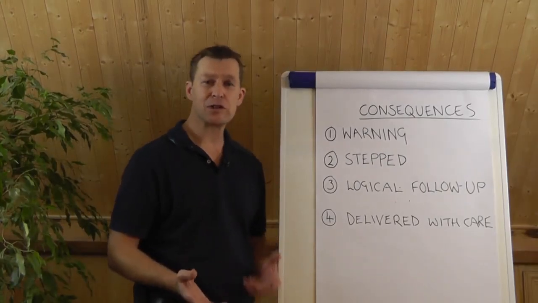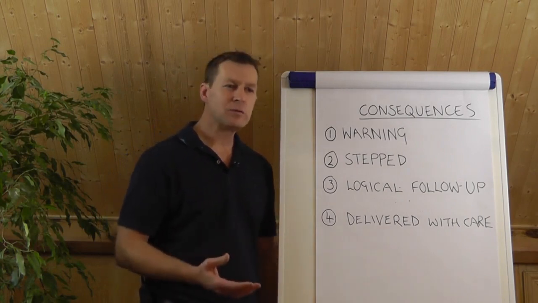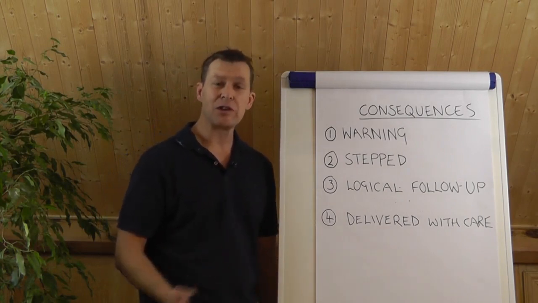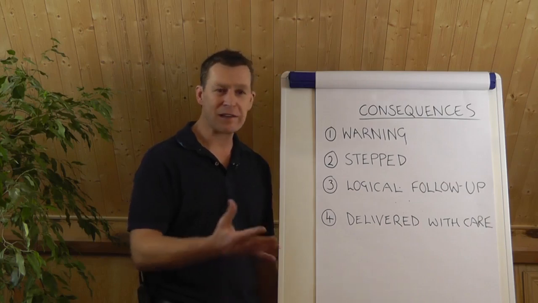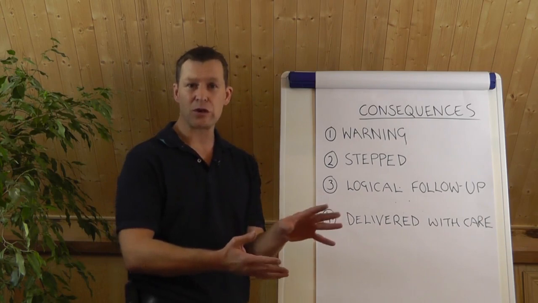Okay, so effective consequences must have, first of all, a warning. Now I know there are some behaviours that shouldn't have a warning. You should have an immediate consequence for things like vandalism and violence and abuse. Those things, you go straight into a consequence.